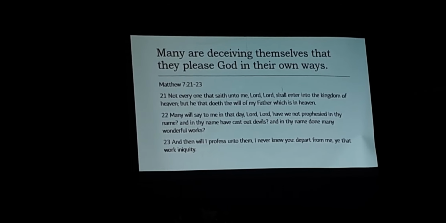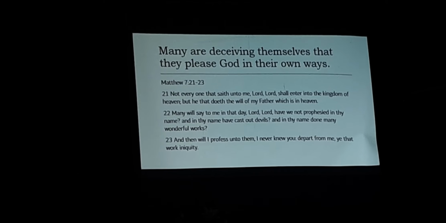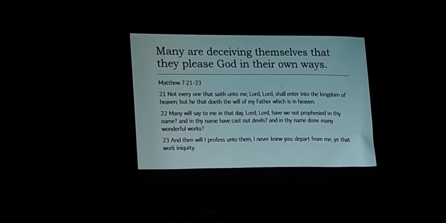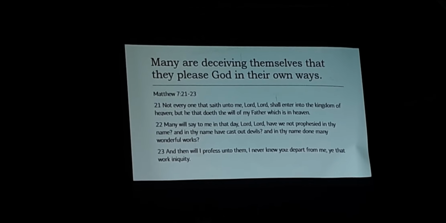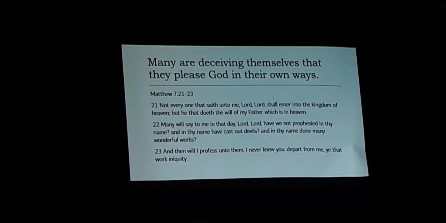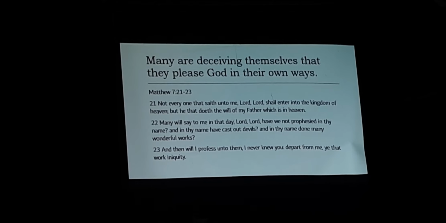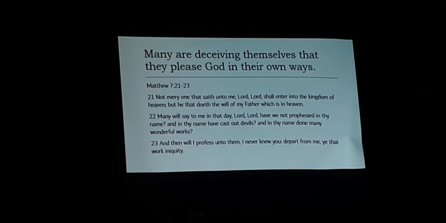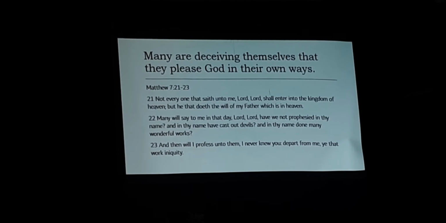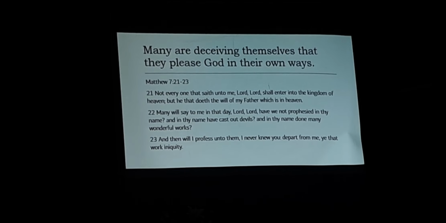Many will say, but shall not enter the kingdom of heaven, but he that doeth the will of the Father which is in heaven. Many will say in that day, Lord, have we not prophesied in thy name? And in thy name have cast out devils, and in thy name done many wonderful works? And then the Lord Jesus Christ will say, and then will I profess unto them, I never knew you, depart from me, ye that work iniquity.